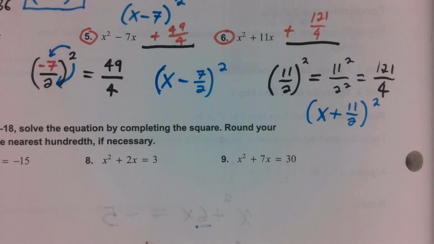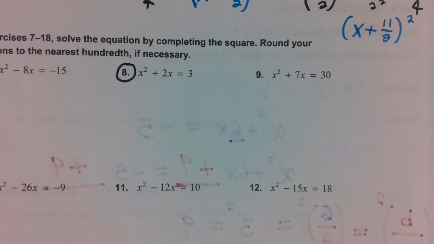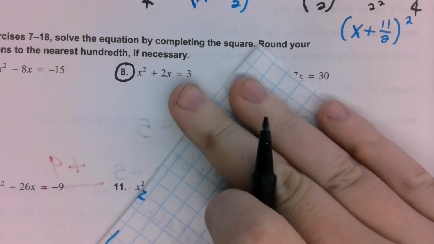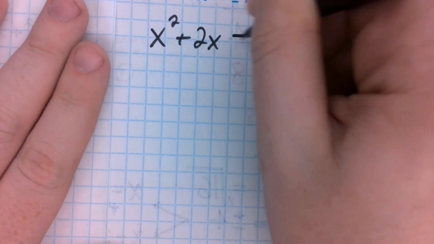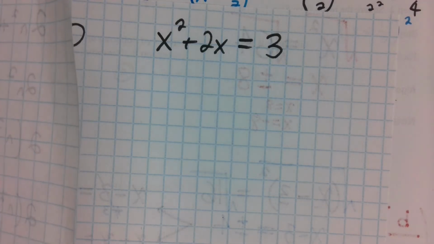So instead of those nasty problems, let's take a look at one that's a little bit easier where we can put it all together. Let's take a look at problem number 8. Problem number 8 is x squared plus 2x equals 3. And in fact, let me do it on a separate sheet of paper here, just so we have enough space. I was running very low on space there. So on this separate sheet of paper, I'm going to write down my problem. x squared plus 2x equals 3. And we want to solve this by completing the square.